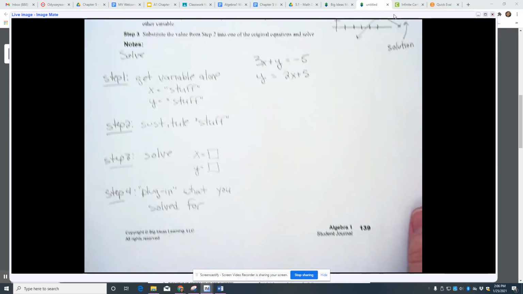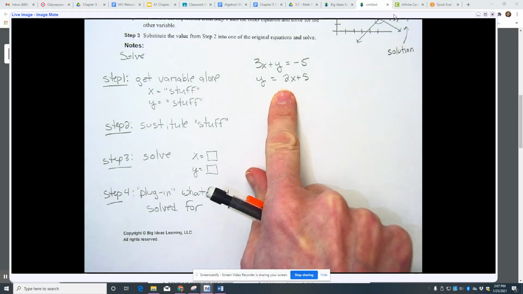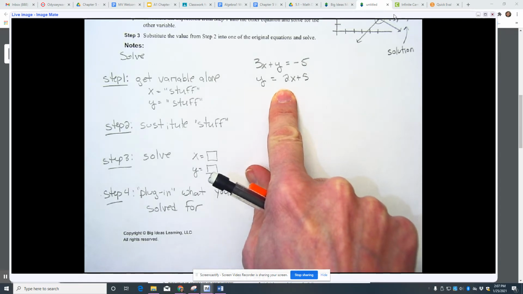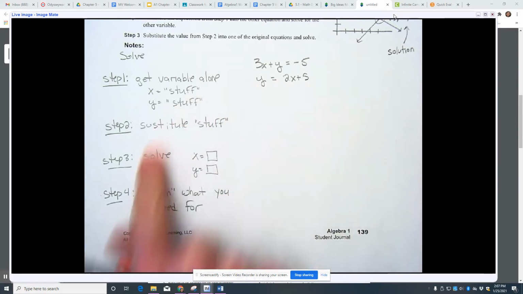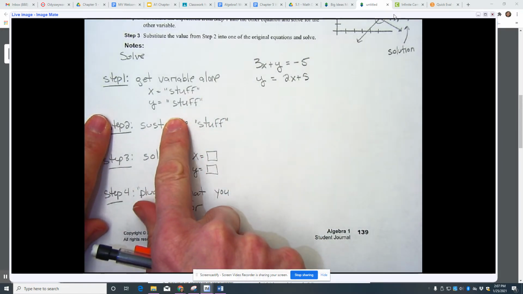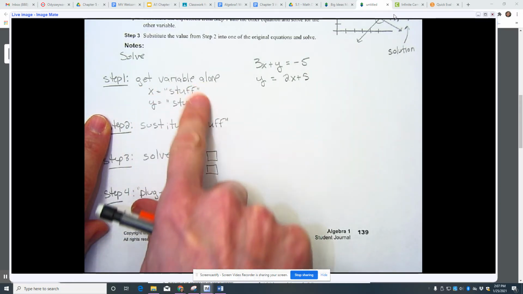I also have kind of rewritten the steps in a little bit friendlier language. This is not proper math terminology, though, you should know. So first thing I want you to do is to write this problem, because this is the system of equations that we are solving. So you need that here in your note section on page 139. So step 1 is get a variable alone.